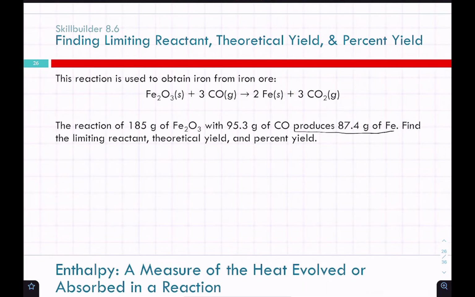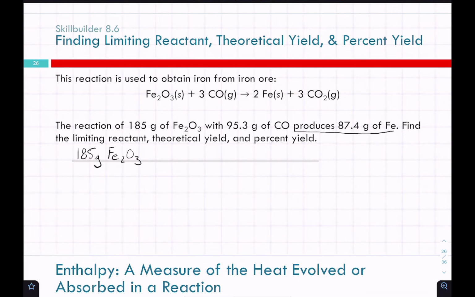So we still have to do a limiting reactant problem. I'm going to move a little bit faster through this, because we've done several of these at this point. So we're going to start out with 185 grams of iron oxide. Again, we could start with either. Doesn't really matter, because we're going to do them both.